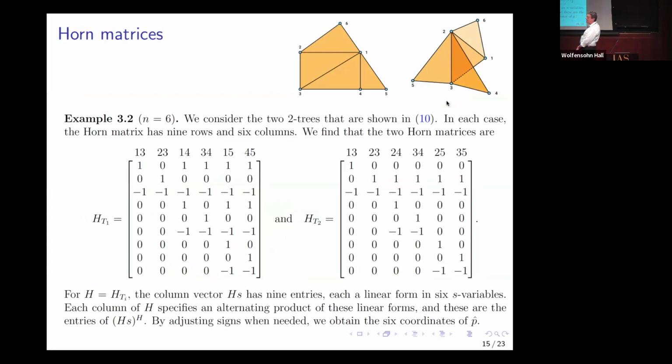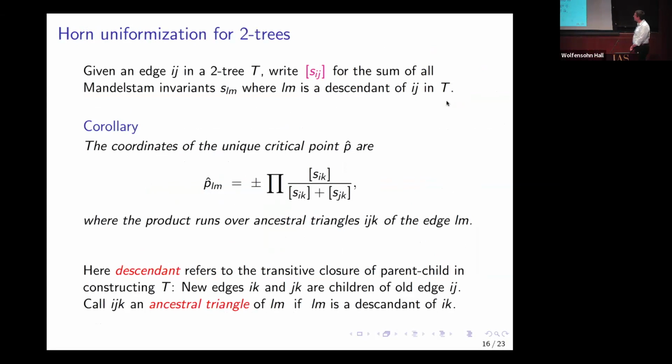Let me give you yet another reformulation of the same thing. In our context, we can also reformulate this as follows. Let me write bracket Sij for the sum of all Mandelstam invariants S_Lm, where Lm is a descendant of the edge ij in my 2-tree. So there's a natural parent-child relation among the edges, because I'm creating new edges from old edges. I'm starting with ij, and I make ik and jk. Those are the children of ij. And then I'm summing here over all descendants.